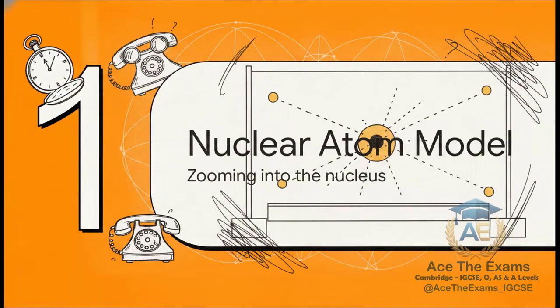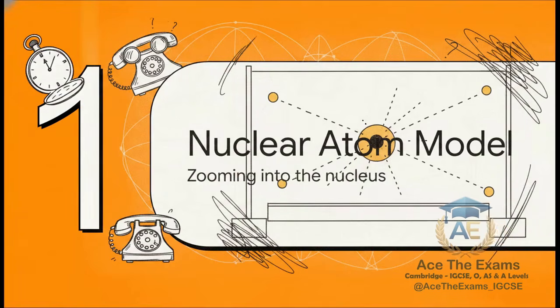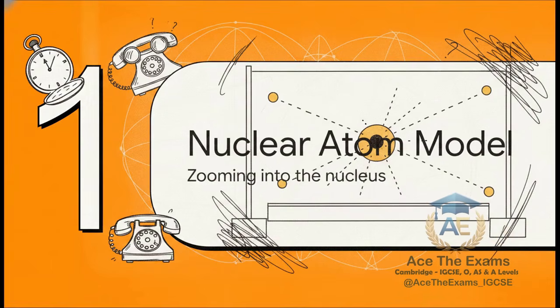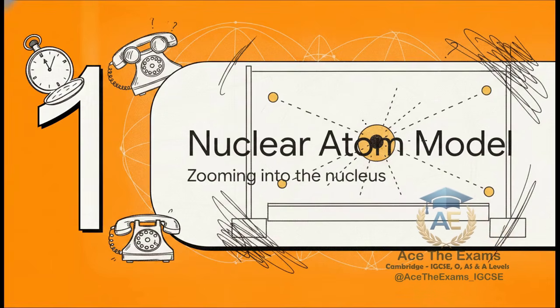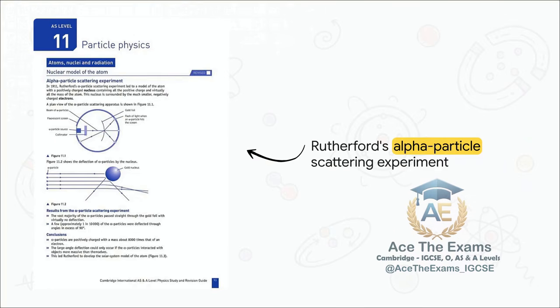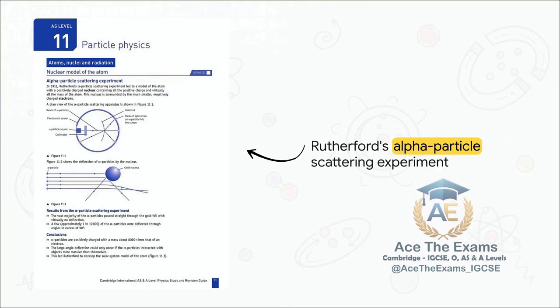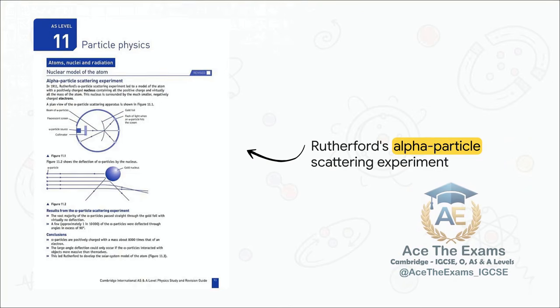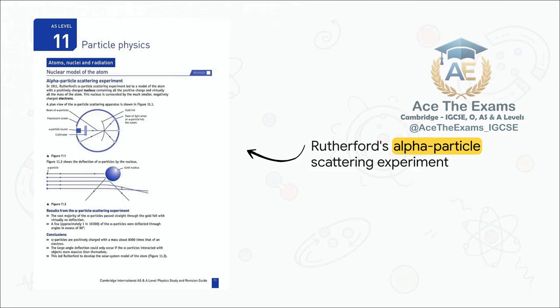Okay, let's dive into Section 1, the nuclear atom model. This is where our journey into the microscopic world really begins. Let's travel back to 1911. We're looking at one of the most elegant and revolutionary experimental setups in the entire history of science, Ernest Rutherford's alpha particle scattering experiment. So picture this.